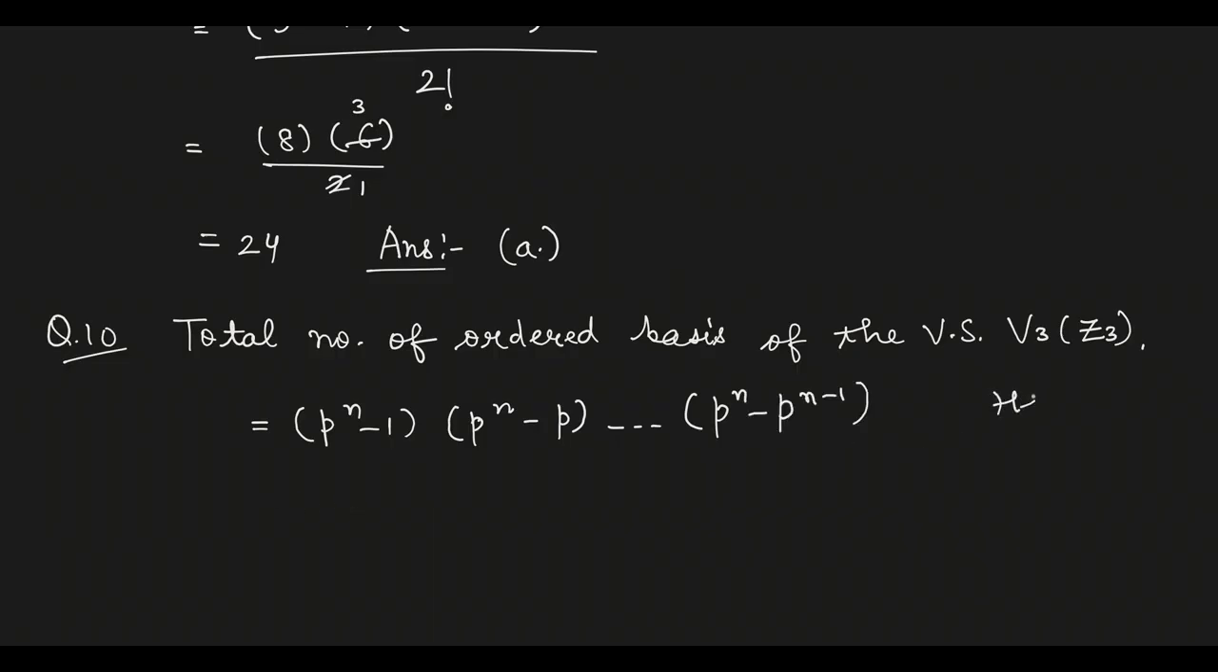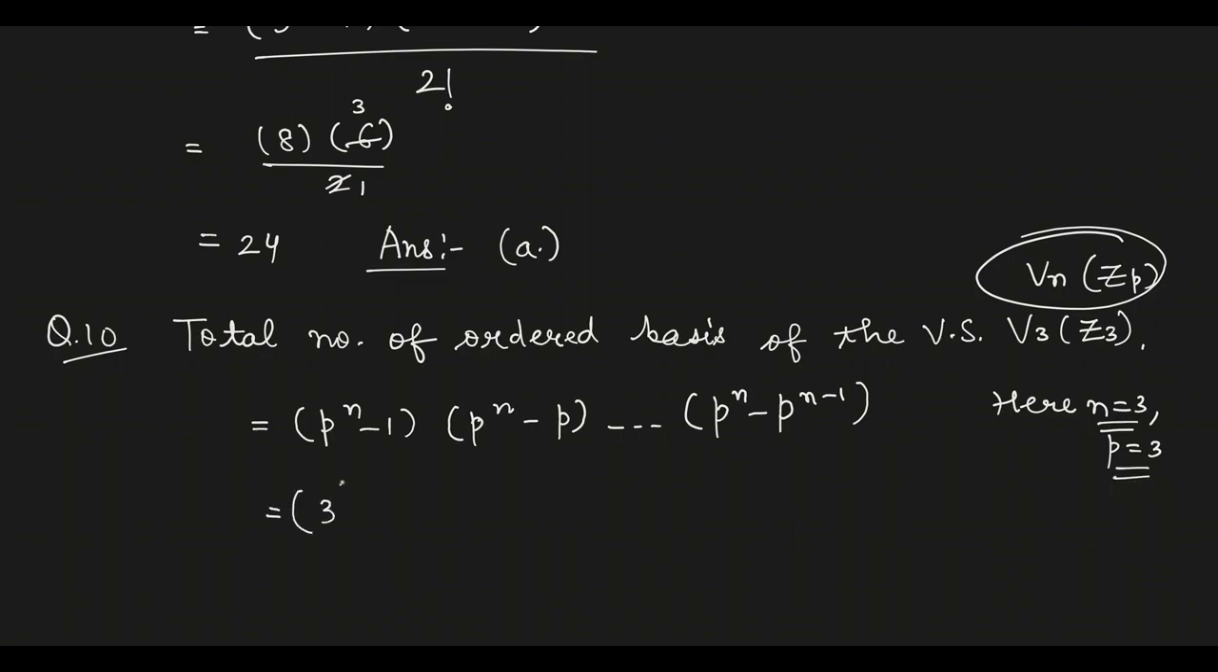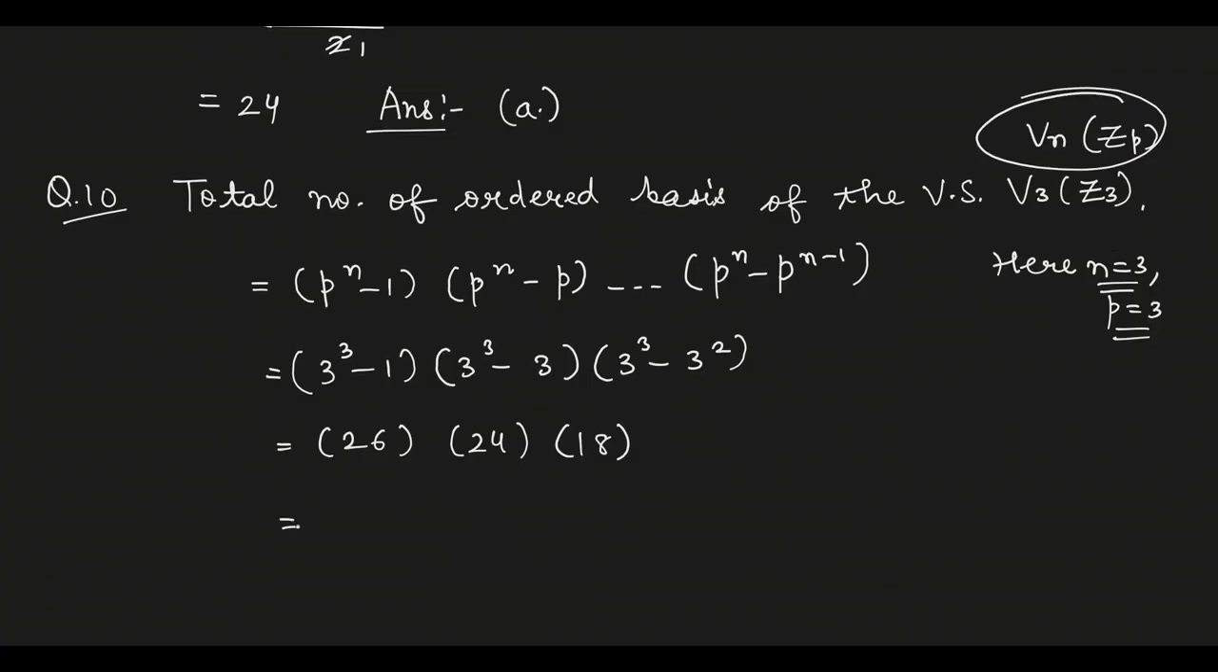Here n is 3, p is 3. It is like this, Vn Zp. Dimension is 3 here and p is 3. So (3^3 minus 1)(3^3 minus 3)(3^3 minus 3^2). 27 minus 1, 26. 27 minus 3, 24. 27 minus 9, 18. So this will be 26 times 24 times 18. So the answer is option A.